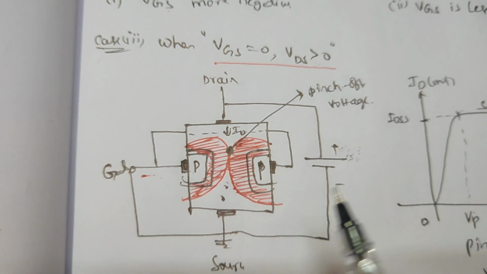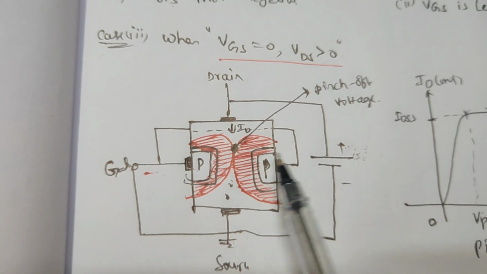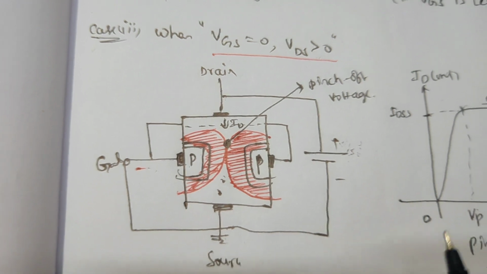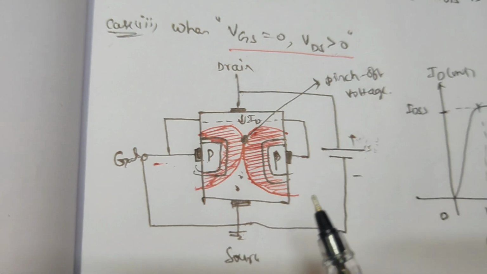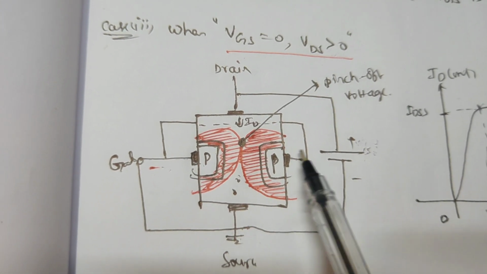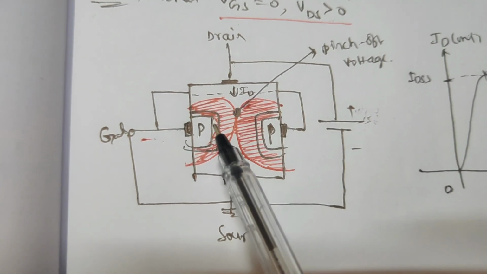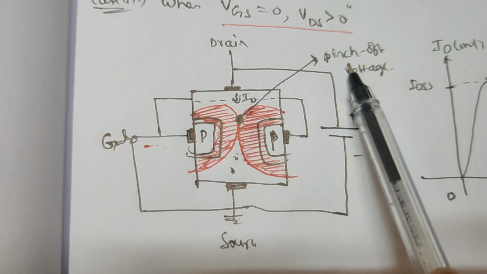it is going to oppose the increase in drain current, because as the width of the depletion region increases, it opposes more drain current. At a certain point these two depletion regions meet each other, and that certain value is called the pinch off voltage.